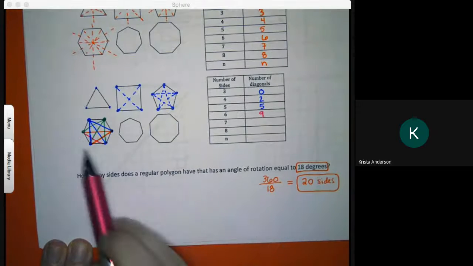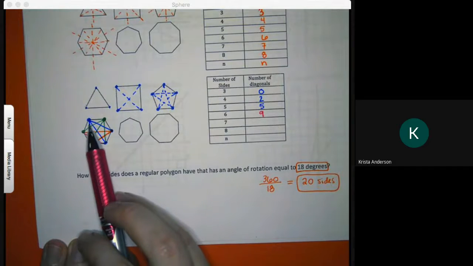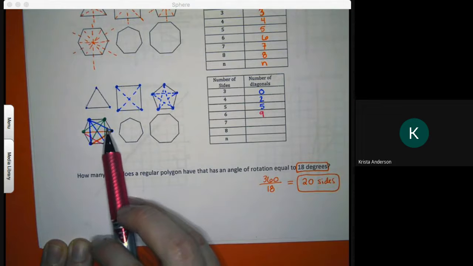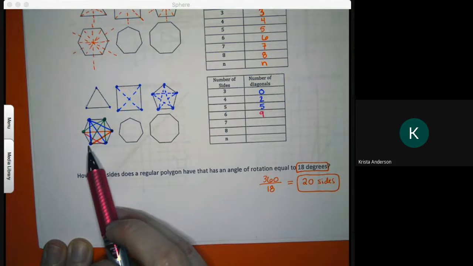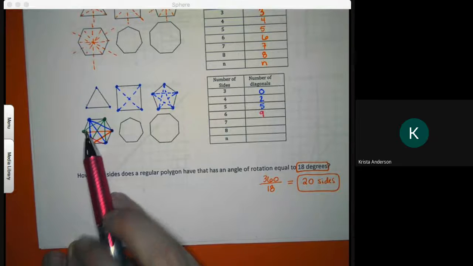And the way to double check is I look around. Does each point have 3 lines? 3, 3, 3. That one has 3. That one has 3. And that one has 3. I did not miss any.